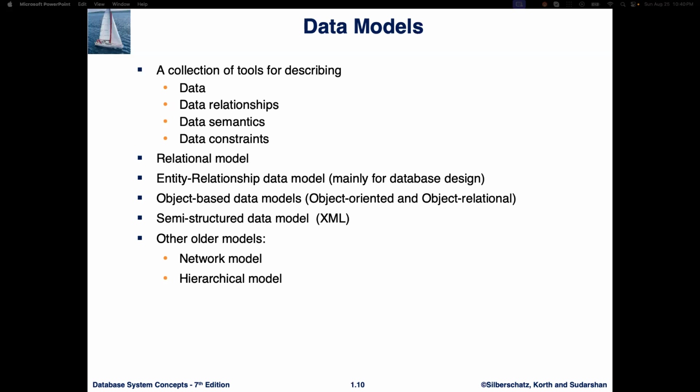Now, object-based data models. These models incorporate the principles of object-oriented programming. They allow data to be represented as objects, similar to how objects are used in programming languages. There are two main types. Object-oriented stores data as objects, which can include both data and methods that operate on the data. And object-relational, a hybrid model that combines aspects of relational databases with object-oriented concepts.